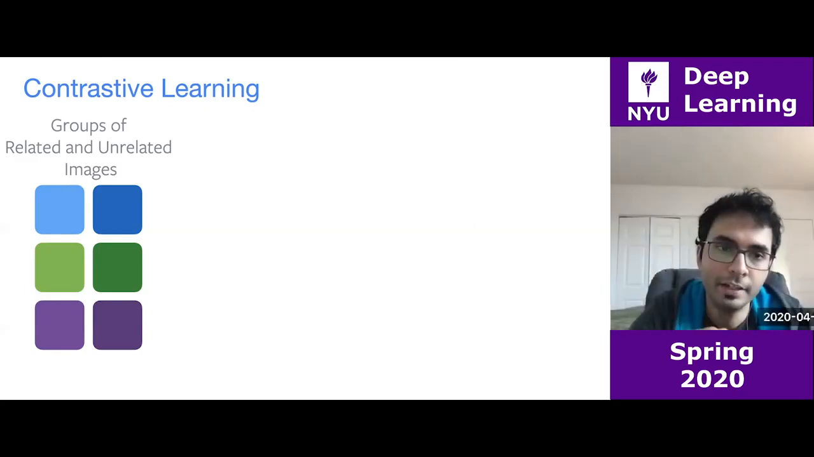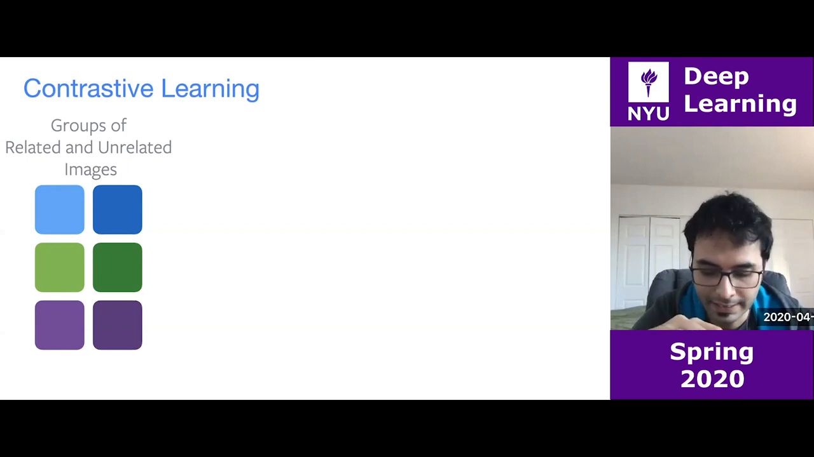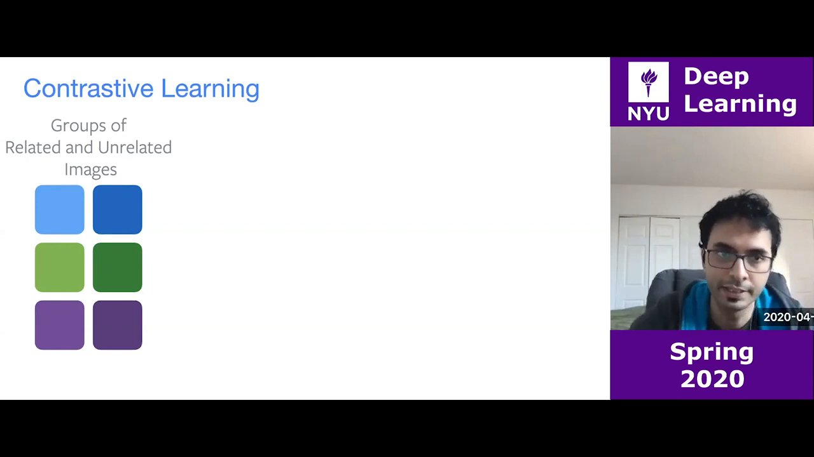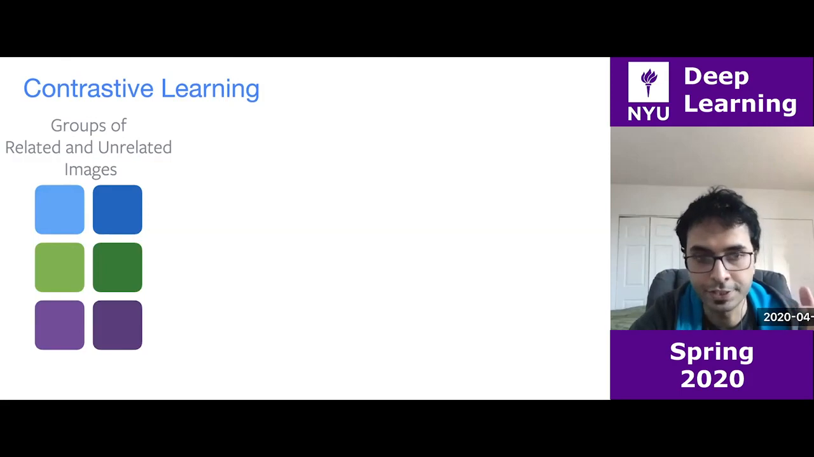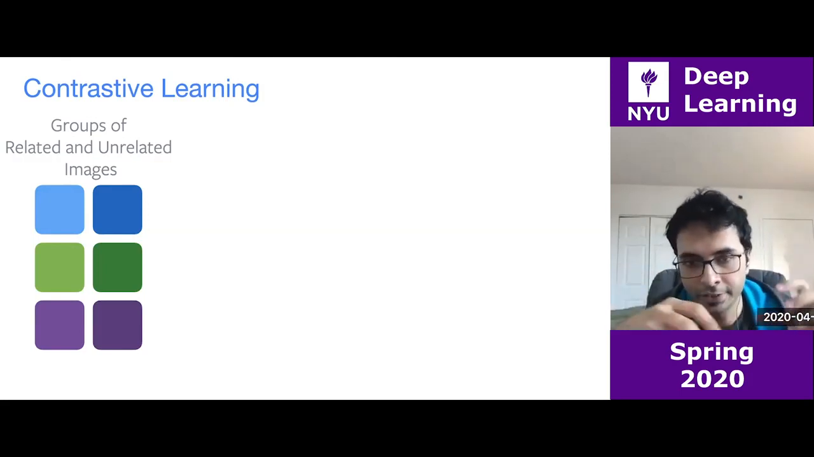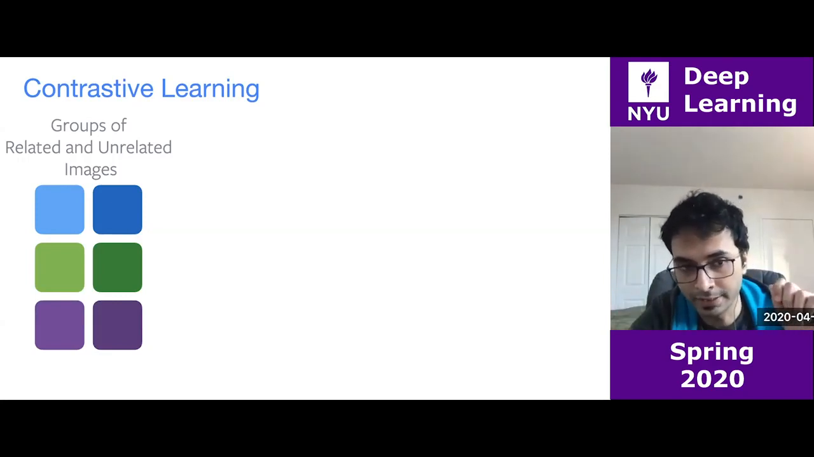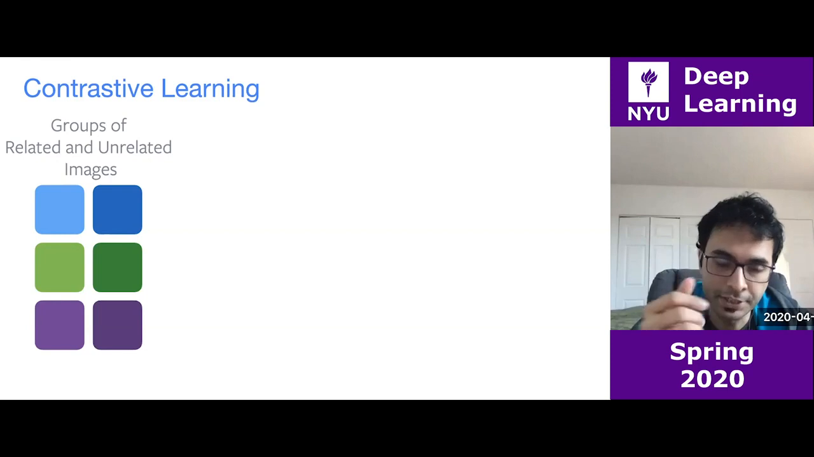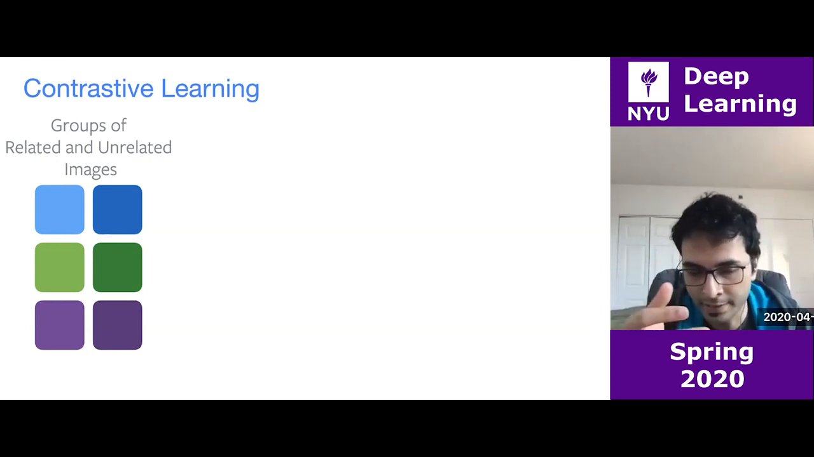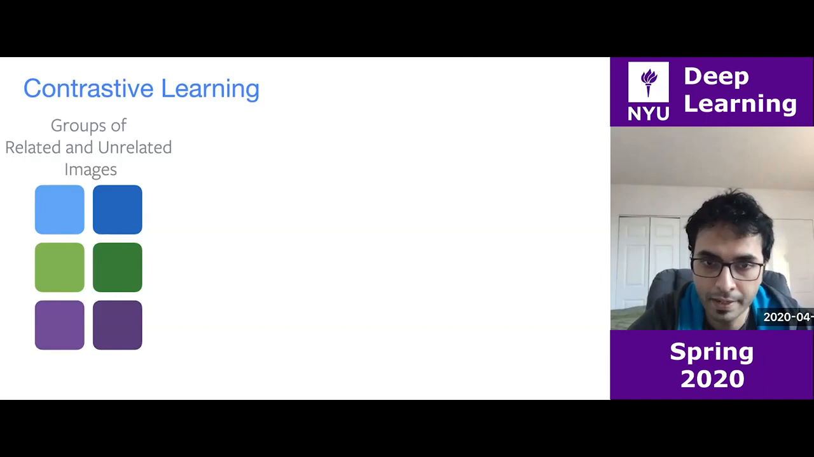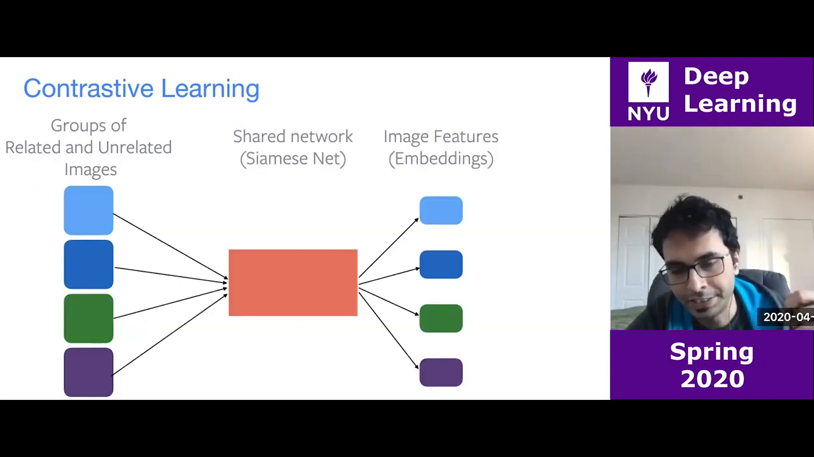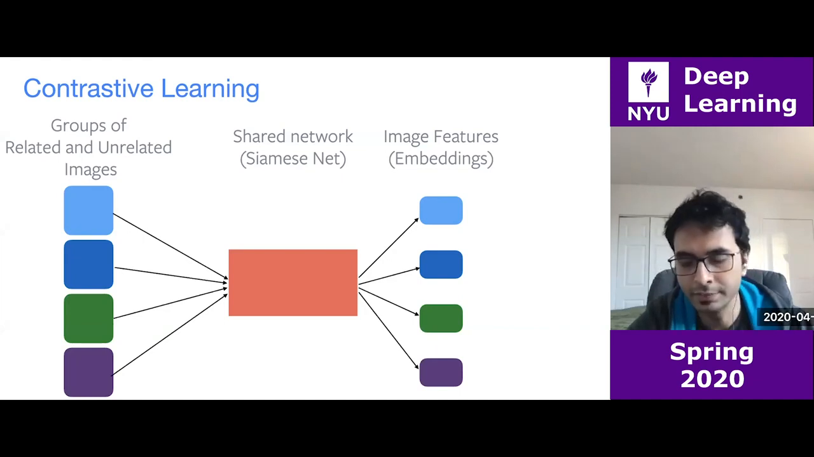So contrastive learning is a general framework that tries to learn a feature space that puts together points that are related and pushes apart points that are not related. Imagine the blue boxes are the related points, the greens are related, and the purple are related points. You extract features for each of these data points through a shared network, which is called a Siamese network.